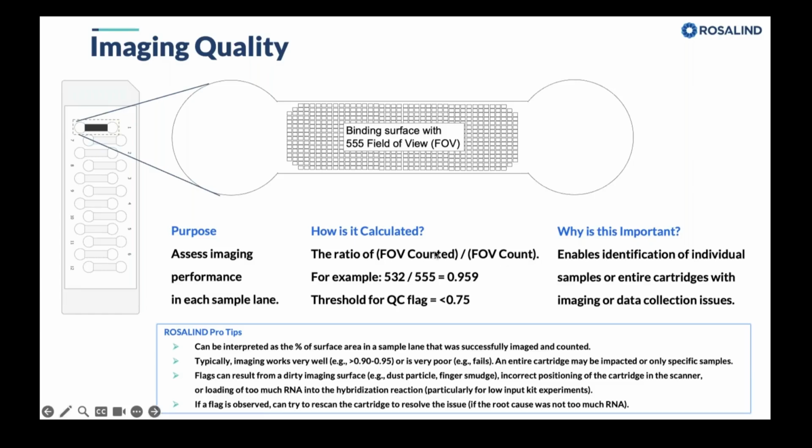FOV counted is the number that we actually scanned and collected data from. So in this hypothetical example, in this one sample, we attempted to scan 555 FOVs. In actuality, we scanned 532, and our metric here is 0.956. You'll get a flag if this value is less than 0.75, indicating there might have been some issue with the scanning or the imaging. Why is this important? Why do we want to look at this? Because looking at this metric enables us to identify individual samples or entire cartridges that have some sort of imaging or data collection issue.